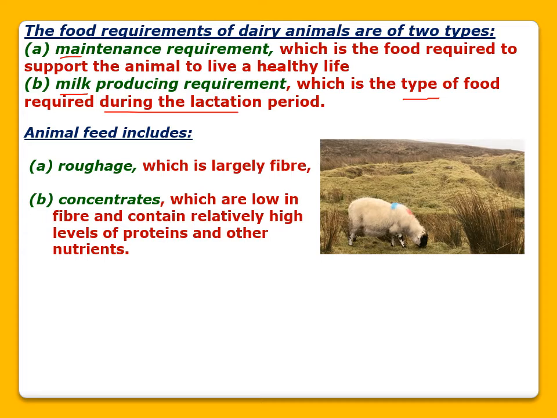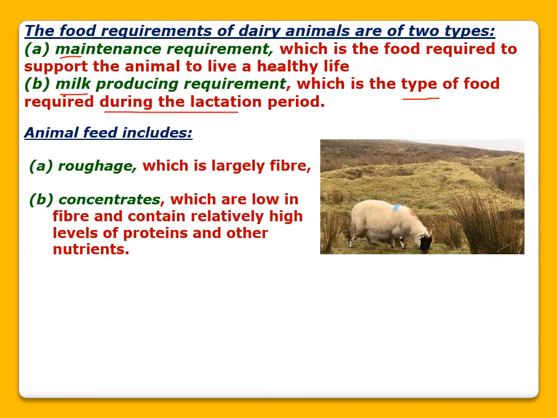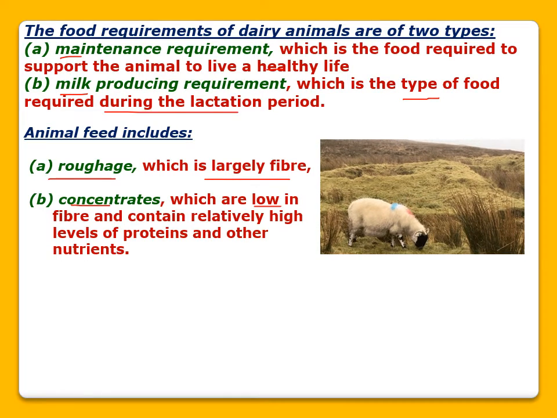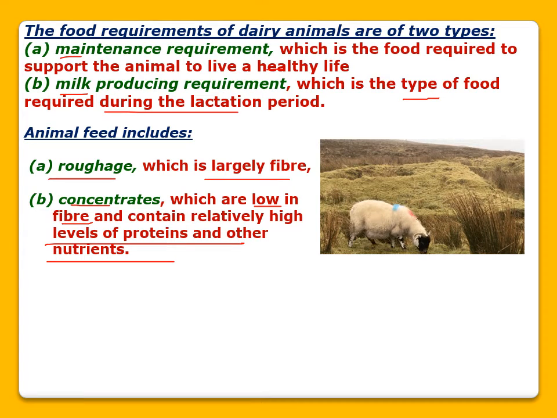Animal feed includes two things, that is roughage and concentrate. Roughage means the part of the food that has fiber, like ghas, bhusa, all these things are under roughage. And concentrates means that are low in fiber, but that contain high levels of protein and other nutrients. So in animal feed, these two things should be there. Then only animal have proper nutrition. Otherwise not.